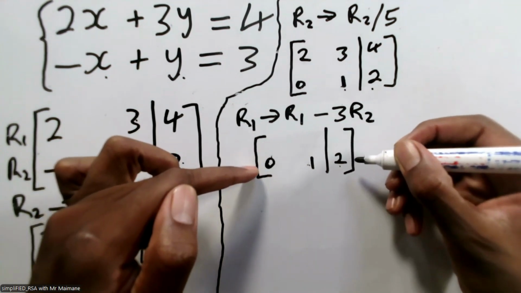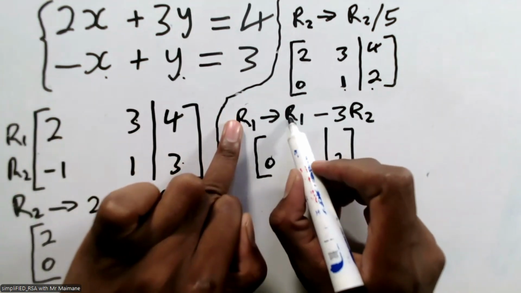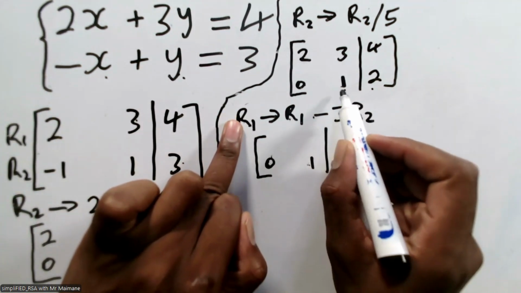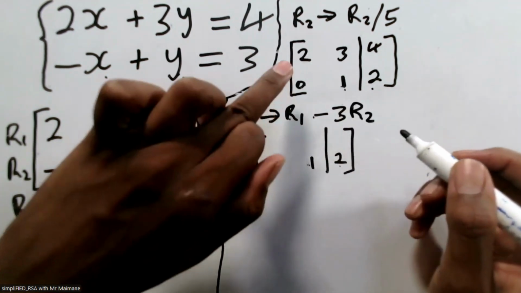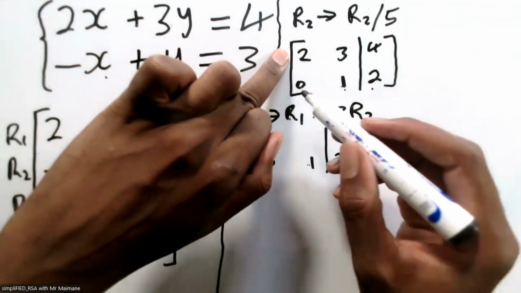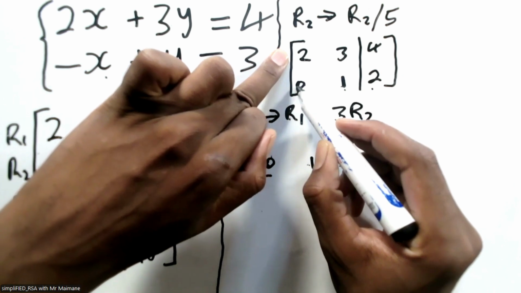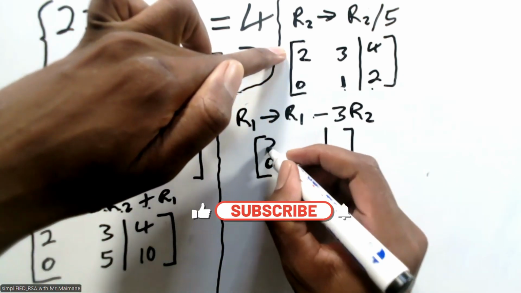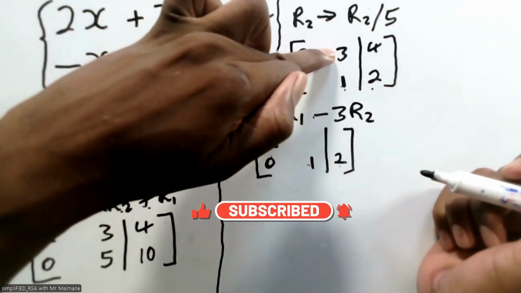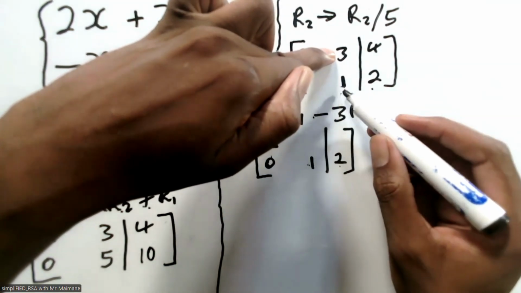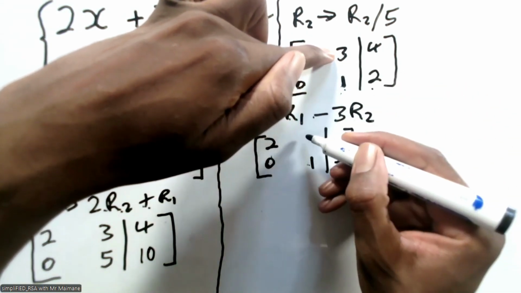Now I want to use row 2 to manipulate row 1 such that my new row 1 is going to be row 1 minus 3 times row 2, because I want the 3 to be multiplied here. Look at it like this. 2 minus 3 times 0 is just going to be 2, because 3 times 0 is 0. Now, 3 minus 3 times 1. 3 minus 3 times 1 is 0.